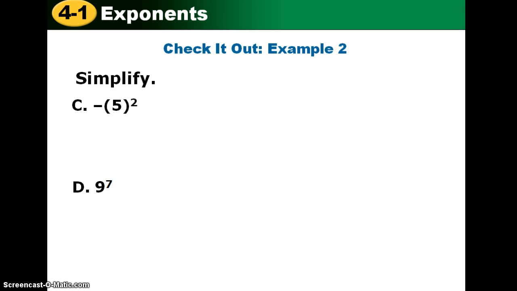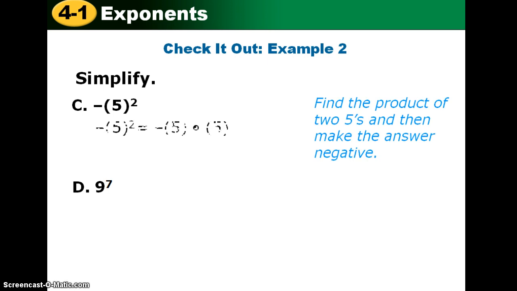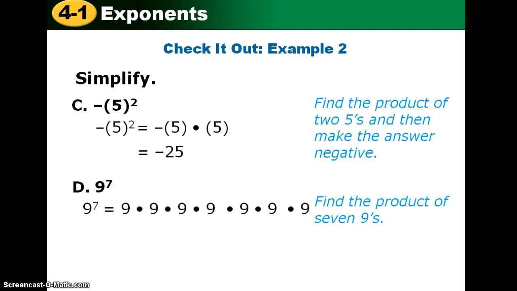Let's see what happens if the negative is on the outside of the parentheses, or if there are no parentheses around it at all. This is really asking us to find 5 to the 2nd power and then multiply it by -1. So we end up with -5 times 5, which equals -25. 9 to the 7th power means we have 7 9s multiplied all together, 4,782,969.